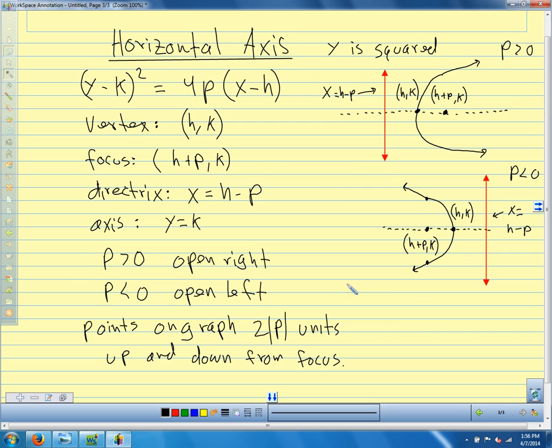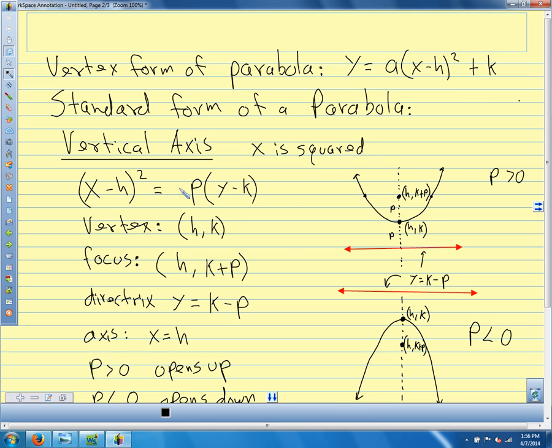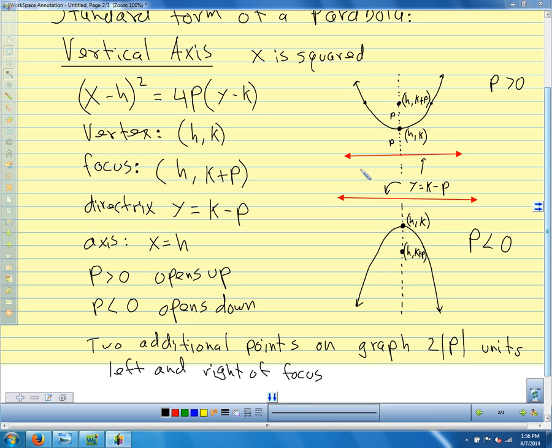All right, questions on our locus definition of parabolas and our standard form? What I want to do next is go through a few examples of using the standard form and figuring out things about the focus, the directrix, etc. Yes. Did I say 2p here? Oh, you're right, this should be 4p. Thank you. I was thinking of this number up here. So this should be 4p on both forms. The two additional points are 2p units away, so the whole length from this point to that point is 4p.